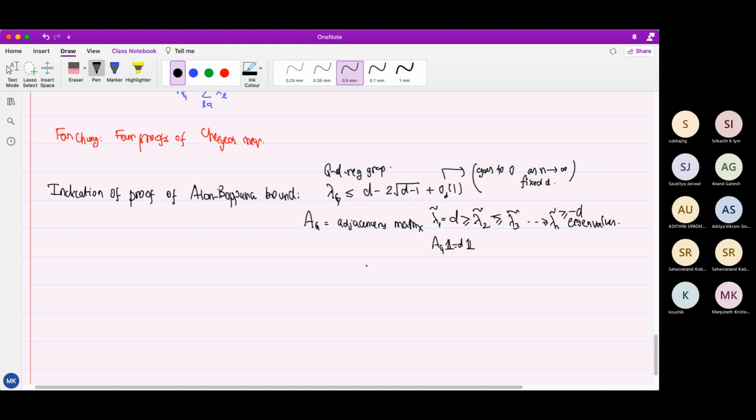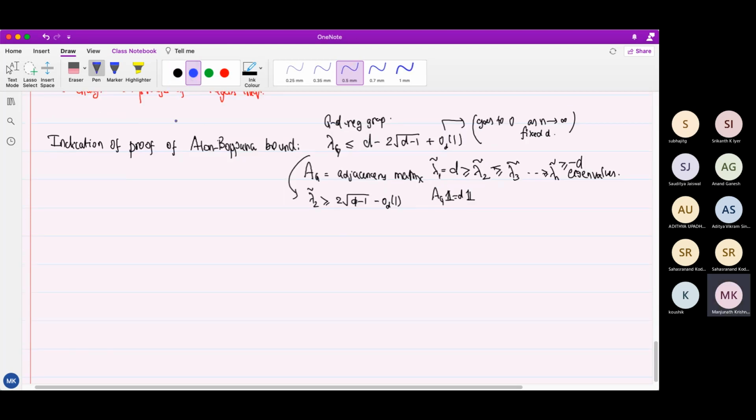Okay. So what this is saying is the same as saying lambda 2 tilde, this is the way it's usually written, is greater than or equal to 2 square root of d minus 1 minus something that goes to 0 as n goes to infinity, for fixed d. So the second eigenvalue can't be too small. Now I give an indication of proof, not the full proof. In fact, it won't be a proof of this, but it will tell something which is also an important point.